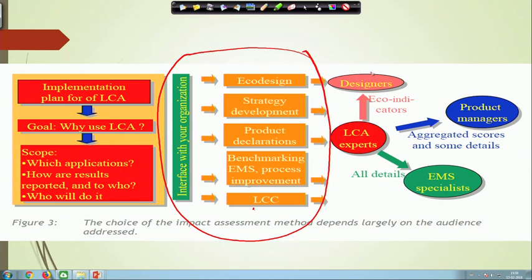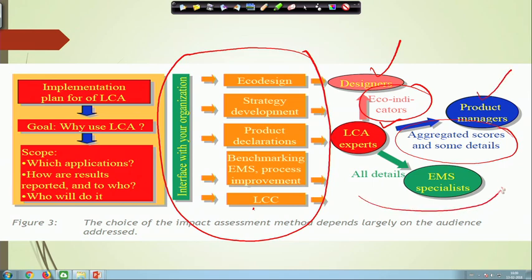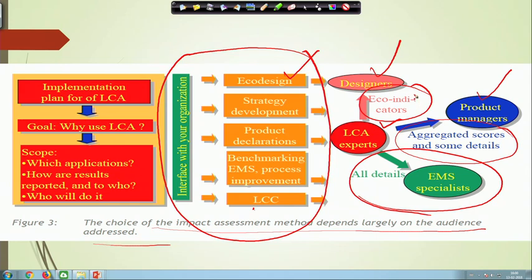Then this can be used by the designers, can be used by LCA practitioners in terms of eco indicators, agreement with some source and some details, product managers, your environmental management systems specialist. So, all these, the choice of impact assessment depends on the audience you address. If you are talking about designers, you will talk about eco design. If you are looking at strategy development or product declarations, you can go to the LCA experts, and then it can be used for eco indicators, it could be used for the product managers as well. If you look at the environmental management systems specialist, they can use that as well.